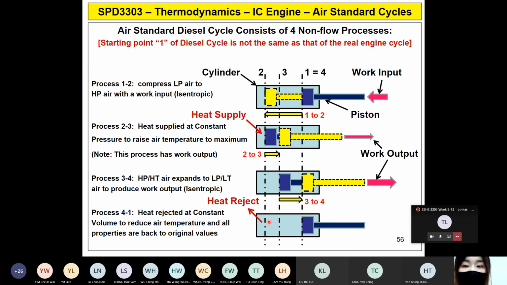So in total, we have 4 non-flow processes. Non-flow because we always have the same amount of air inside the cylinder. We don't have the intake stroke and exhaust stroke. We always have the same amount of air.